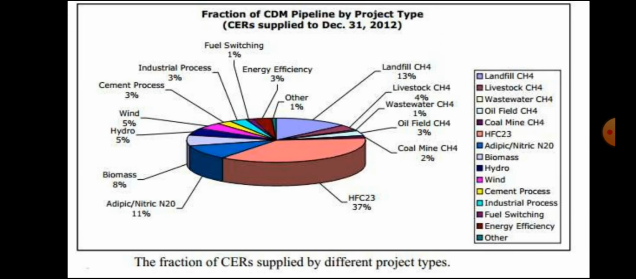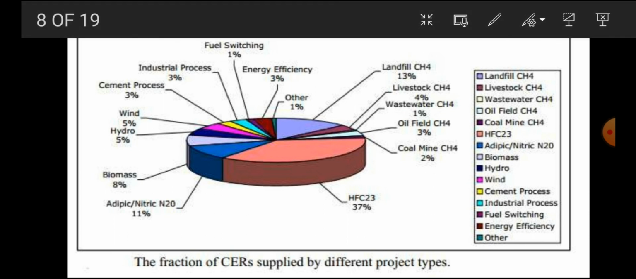So these are the fractions of the CDM pipeline projects. As you can see, biomass projects, then landfill gas, and other projects. This HFC-23 was banned to reduce the ozone depleting region. So these are the main benefits in the CDM.